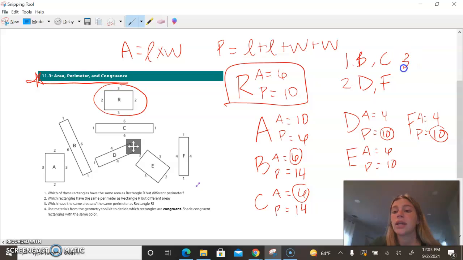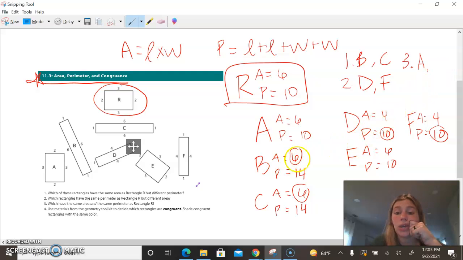So now number 3 is going to ask us to list any rectangles that have the same area and the same perimeter as rectangle R. So let's go through this. So rectangle A, oops, I did this backwards, guys, sorry, on this one. Area is 6, perimeter is 10, okay? So we have the same area and we have the same perimeter. So A is a rectangle that has the same area and perimeter.